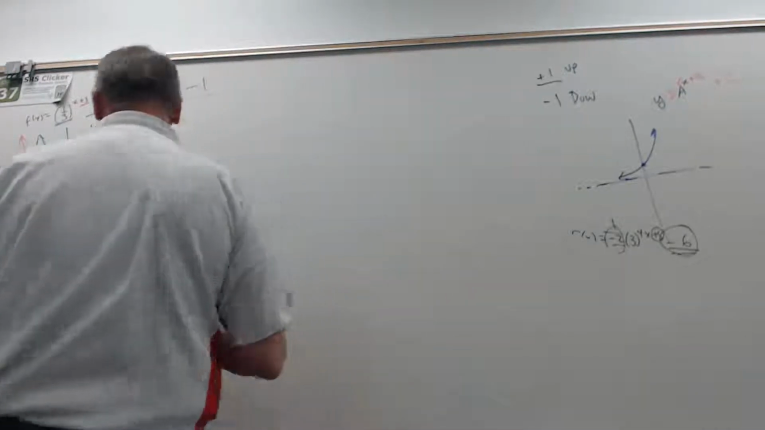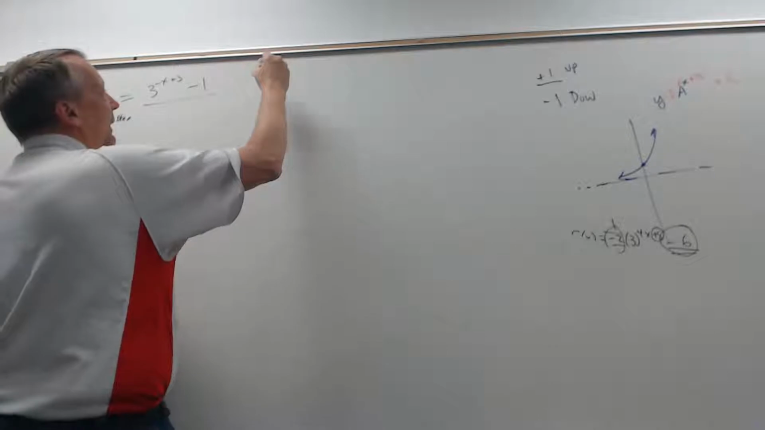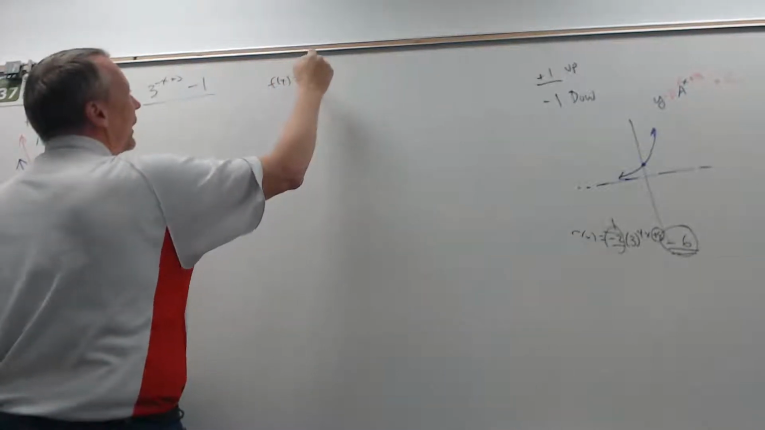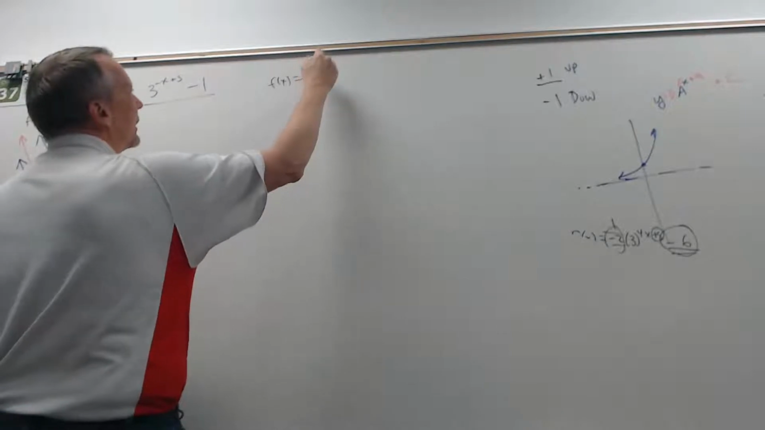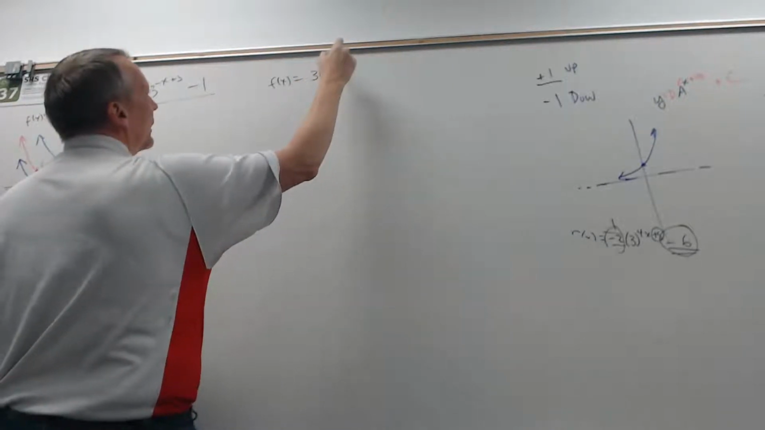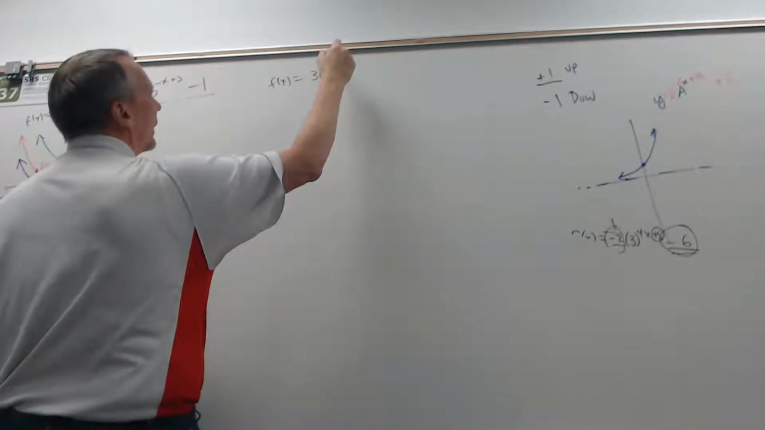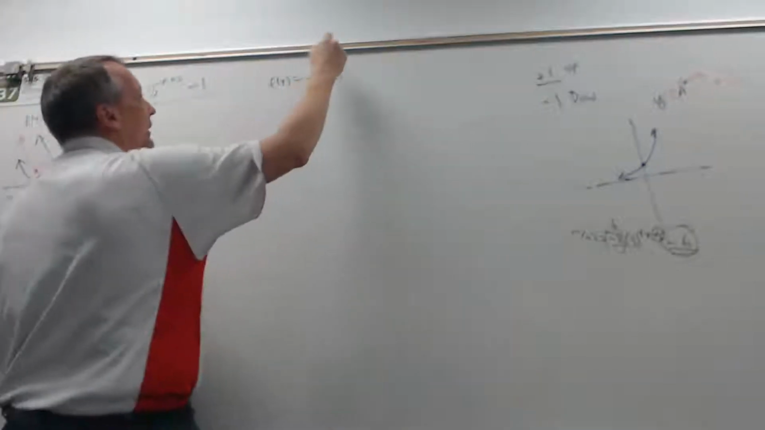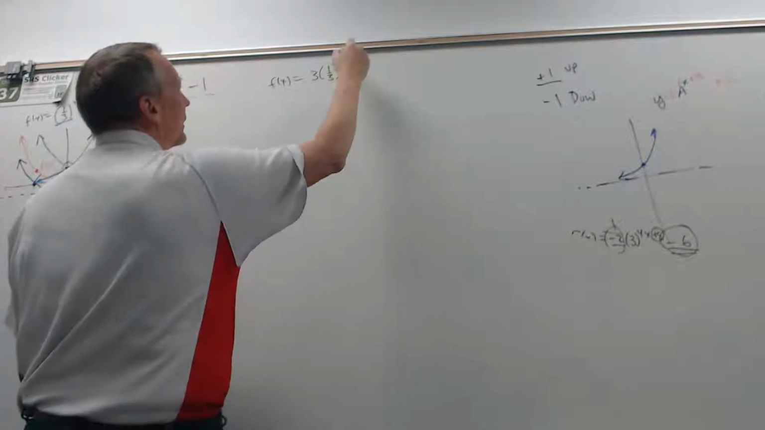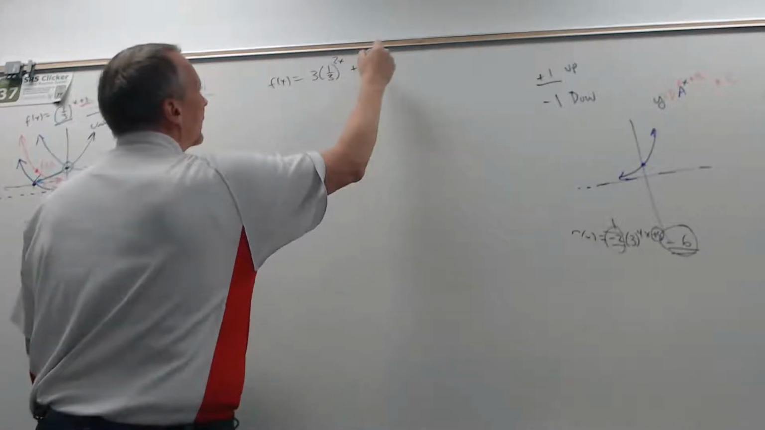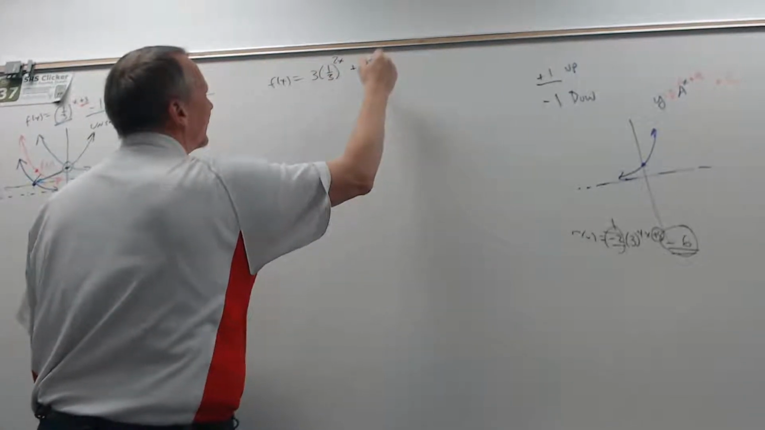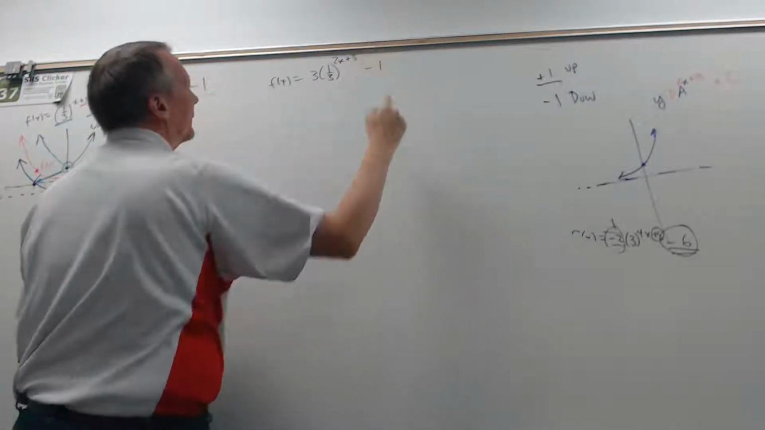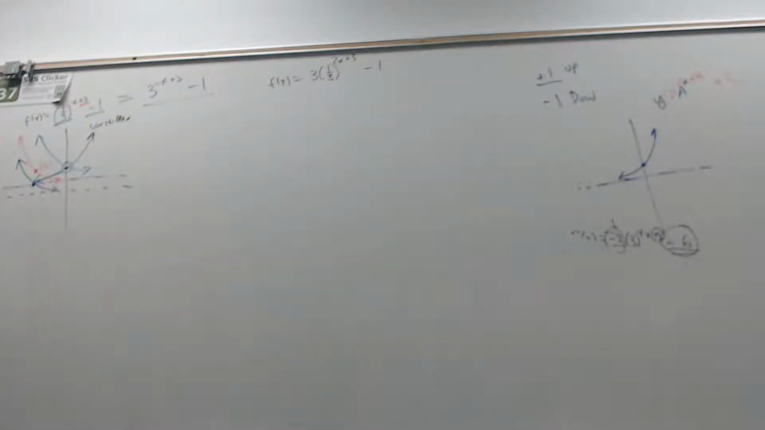Okay, f of x equals 3 times 1/3 to the power of 2x plus 3, minus 1. So 2x plus 3 is the exponent up there, then minus 1. Minus 1. Yeah. Okay?